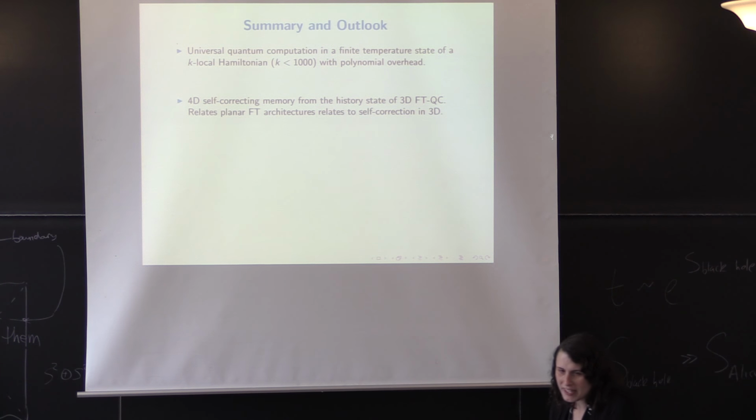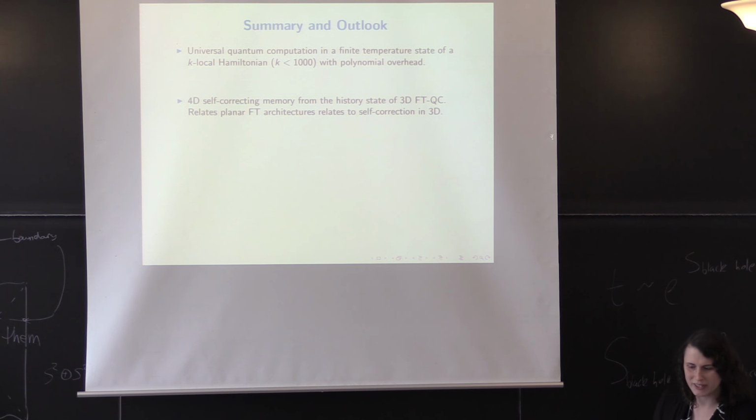So the fact that we can get a 4-dimensional self-correcting memory by taking the history state of a 3-dimensional fault-tolerant quantum computing laboratory, to me, relates the quest for planar fault-tolerant architectures with this open problem I mentioned of obtaining self-correcting quantum memories in 3 dimensions. So this is a new kind of 4D self-correcting memory apart from the toric code. It's very inhomogeneous. You have these different parts to it. It's not commuting and so on.